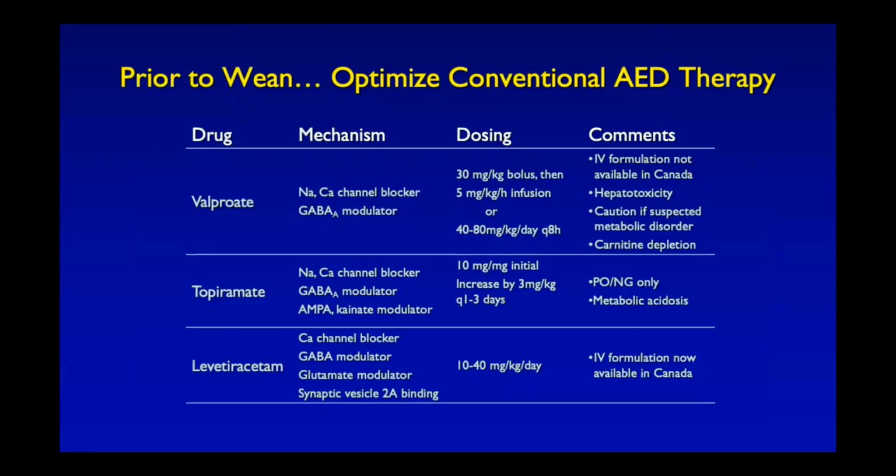Prior to weaning of high-dose suppressive therapy, it's very important to optimize conventional anti-epileptic drug therapy. Commonly used medications at my institution include valproate, topiramate, and levetiracetam.